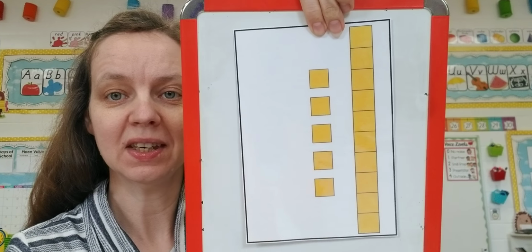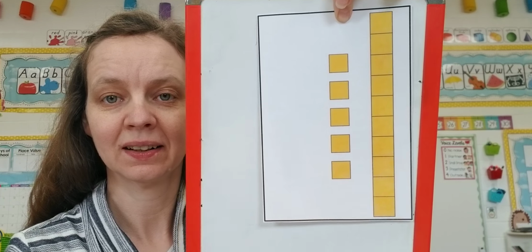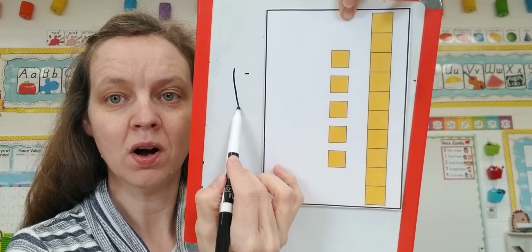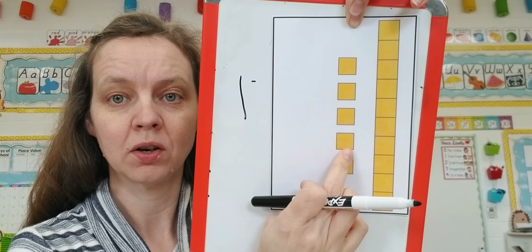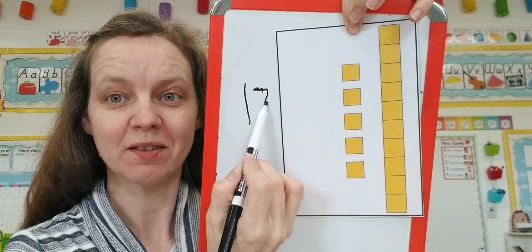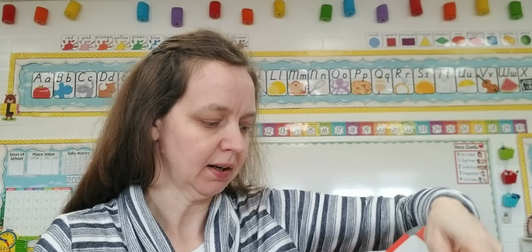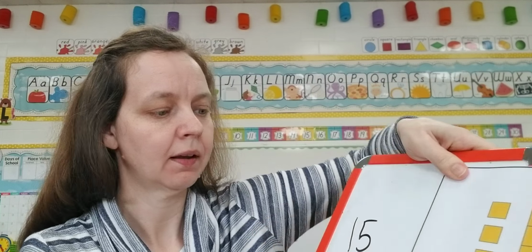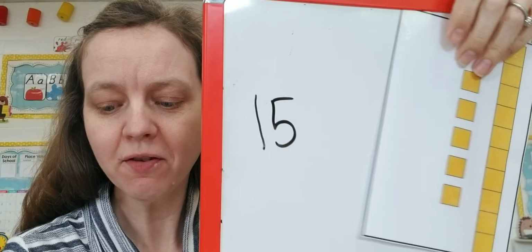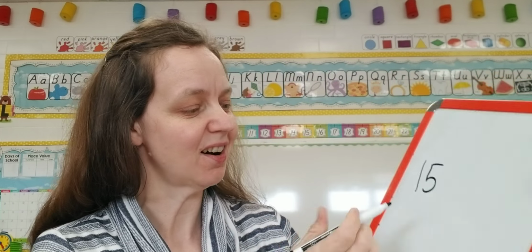What number do you see? How many tens? I see 1 ten. How many ones? Did you count 5? I counted 5, so put a 5 right there. Wow, I shouldn't write backwards. That was not a good 5. All right, did you get a 1 and a 5? What number did we make with a 1 and a 5? That's a 15. Awesome.